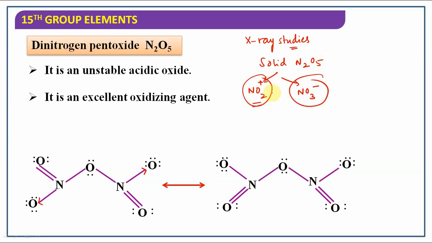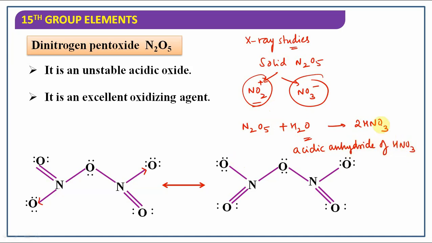Okay, so when you take N2O5 and dissolve it in water, it forms nitric acid. It's a non-metallic oxide, dissolves in water, it gives an acid. That's the reason it is an acidic anhydride of HNO3. Means if you remove water from nitric acid, it gives you N2O5. That's the reason N2O5 is an acidic anhydride of HNO3. Is it clear for you? It's very, very important.